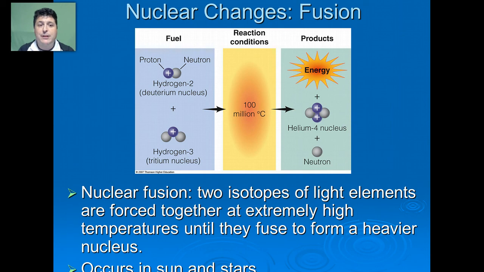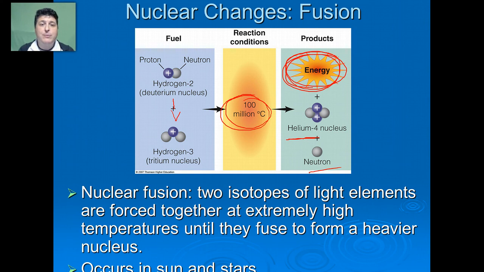Another form of nuclear change would be fusion, which would happen in the sun or in neighboring stars. In fusion, we have two isotopes of light elements that are forced together at very, very high temperatures to form a heavier nucleus. For example, on the sun, we're going to have hydrogen-2 and hydrogen-3 fusing together at 100 million degrees Celsius to form helium and a leftover neutron. And this generates a lot of energy.